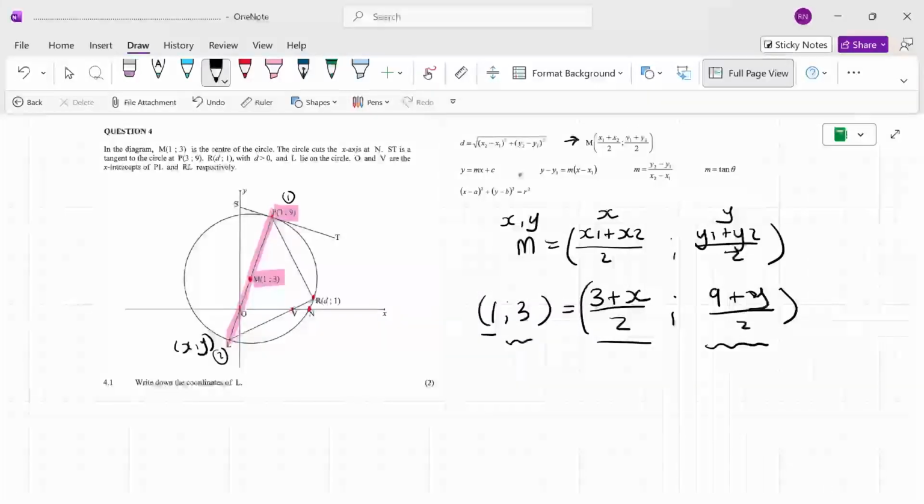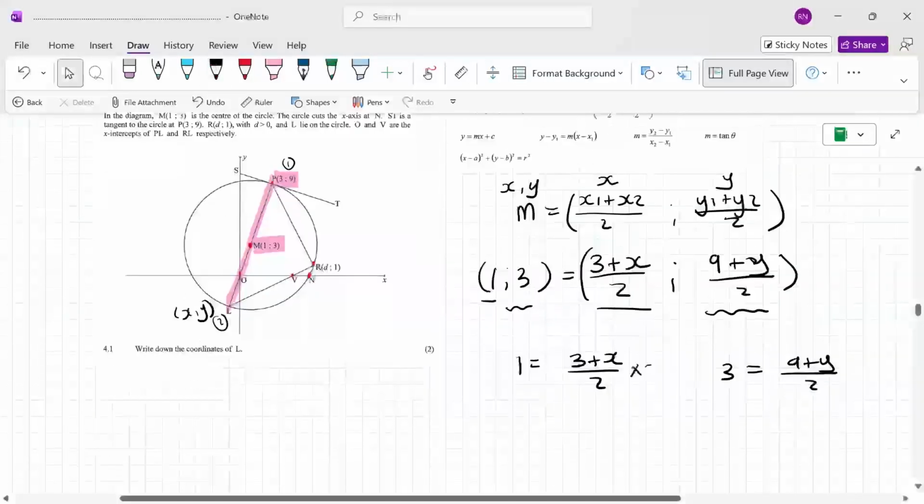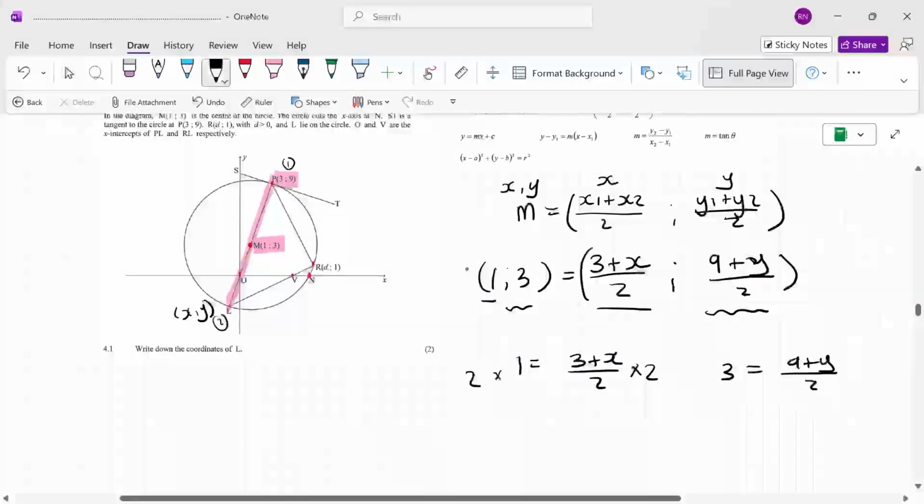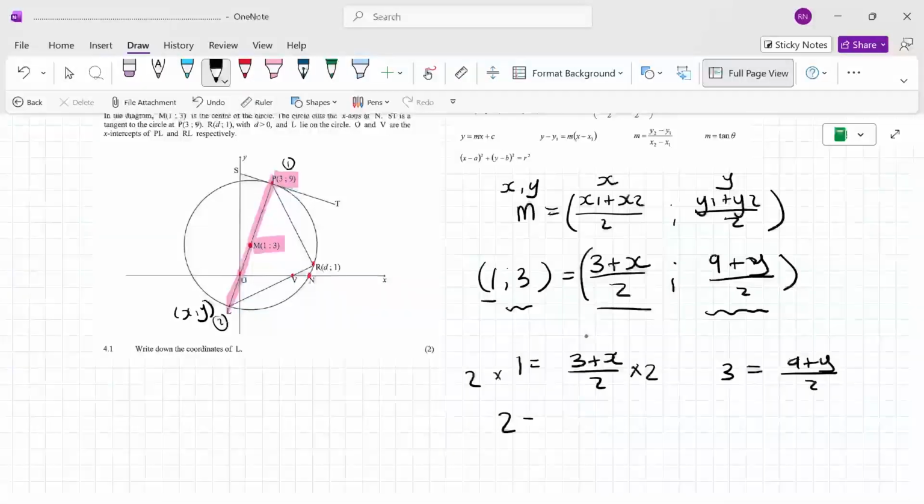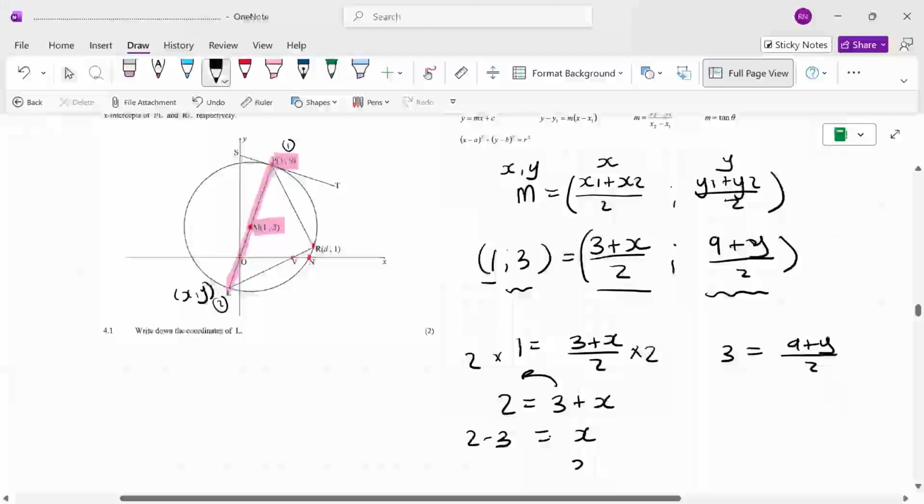And so I can make two equations with that. I can say 1 is equal to 3 plus x over 2, and I can say 3 is equal to 9 plus y over 2, right? And then I can multiply both sides by 2 here, and so I'll have 2 is equal to 3 plus x. I'm solving for x here, so I'm going to take that 3 to the other side. It'll be 2 minus 3, and so x is going to be equal to minus 1.